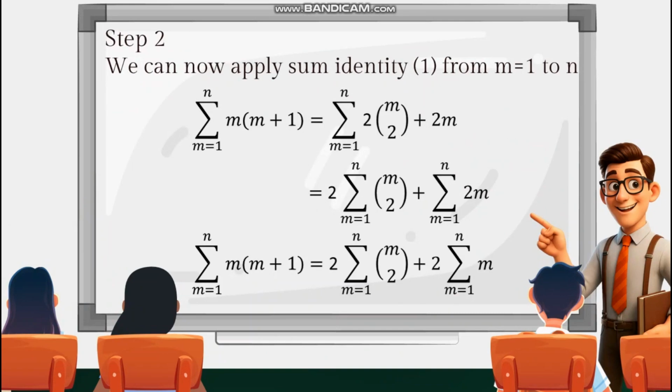So we have summation of m times the quantity of m plus 1 from 1 to n is equal to the summation of the quantity of 2 times m taken 2 plus 2m from 1 to n. So it is also equal to 2 times the summation of m taken 2 from 1 to n plus summation of 2m from 1 to n. By applying here summation rule number 3, and lastly we have here summation of m times the quantity of m plus 1 from 1 to n is equal to 2 times the summation of m taken 2 from 1 to n plus 2 times the summation of m from 1 to n.